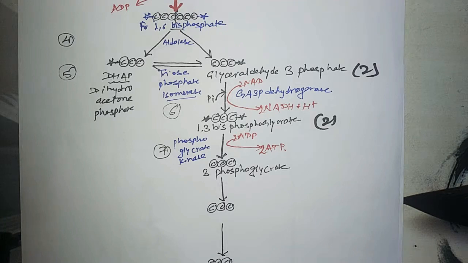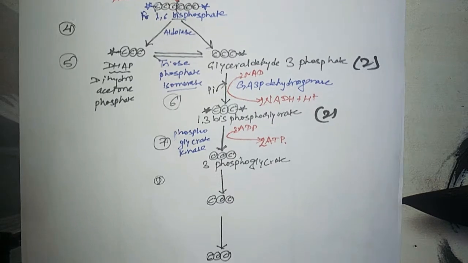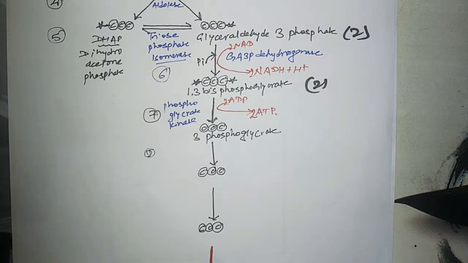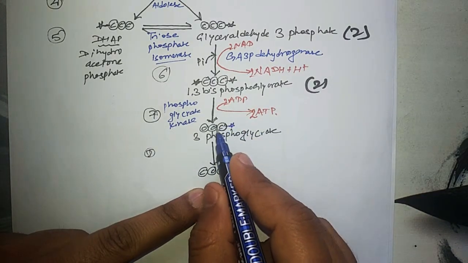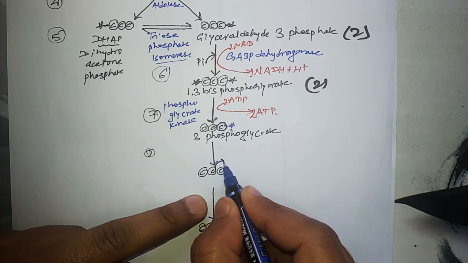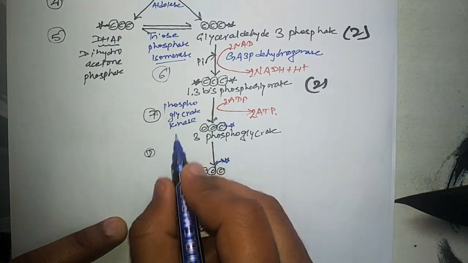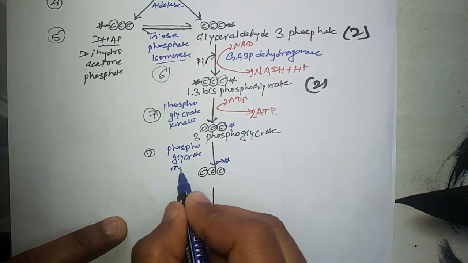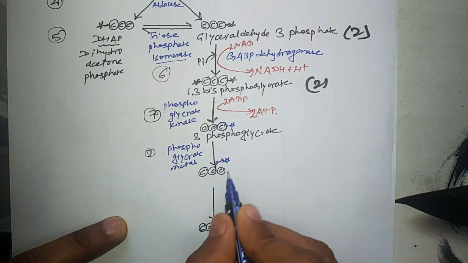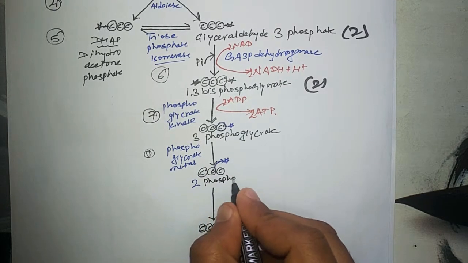Phosphoglycerate kinase. And now in step number 8 a mutase is going to work on this molecule, and simply the phosphate which is present on carbon number 3 is going to be shifted to carbon number 2 in the presence of the enzyme phosphoglycerate mutase. And this molecule will be named 2-phosphoglycerate.